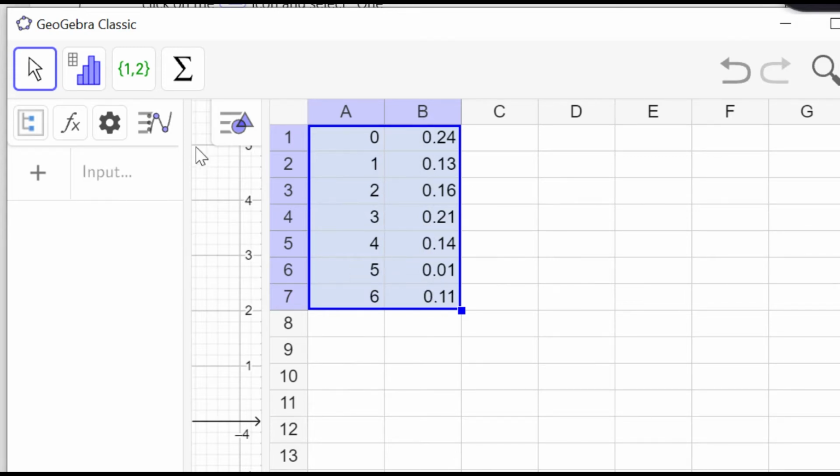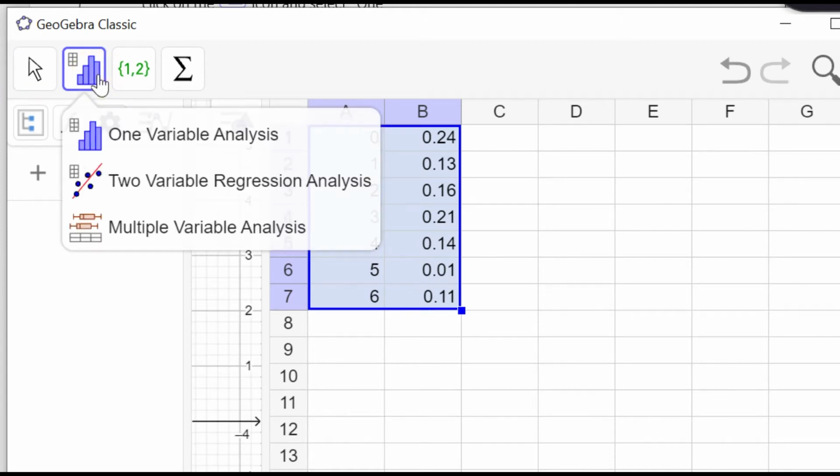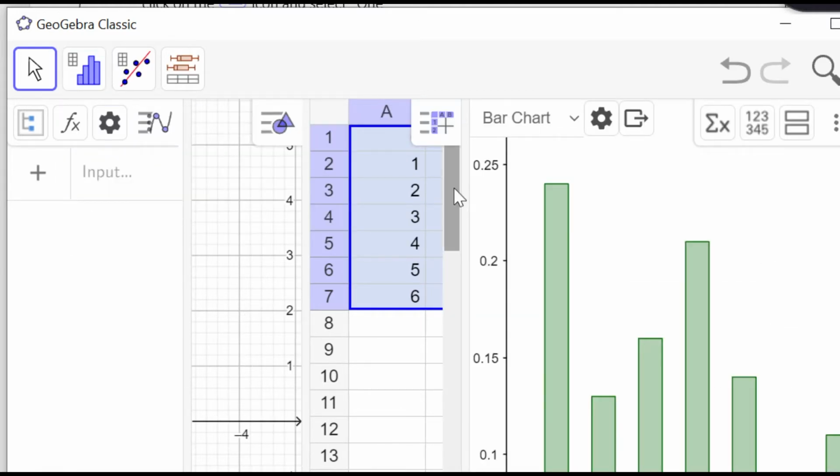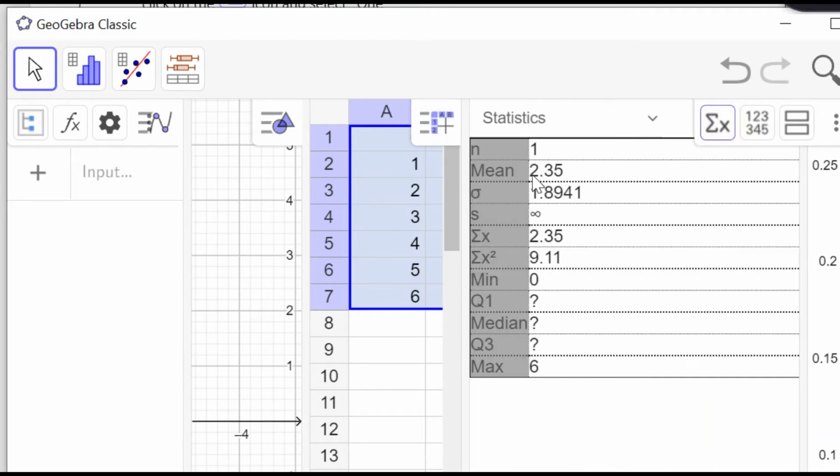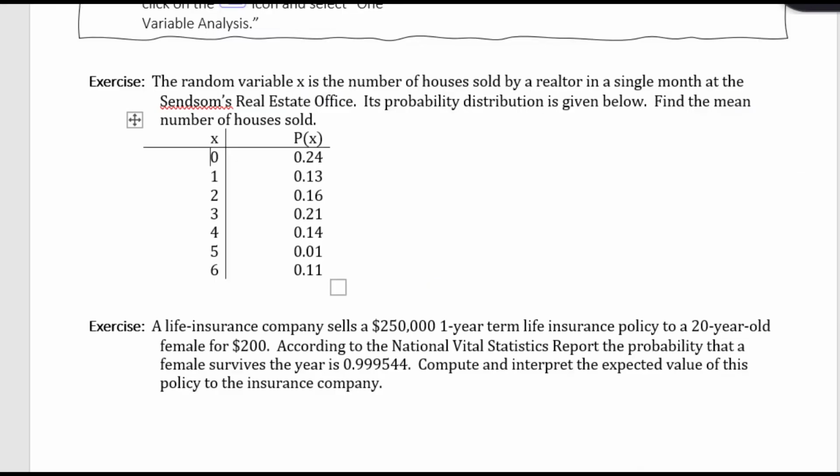You highlight them, and then you come here and click the histogram and hit the one variable analysis. It makes you a graph, but we aren't interested in the graph. What we're interested in is this statistics button. You click the statistics, and this mean, 2.35, that's going to be your expected value. So we come back over here, and my expected value is 2.35.